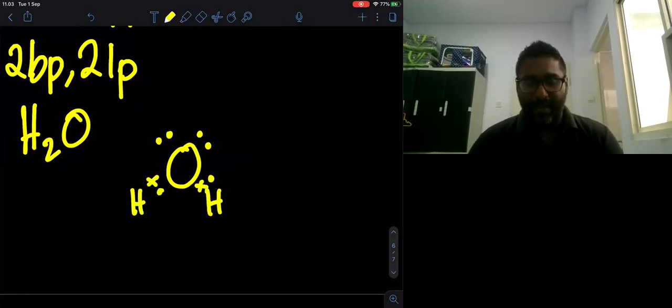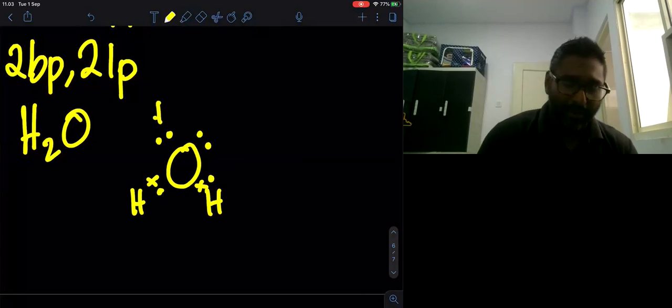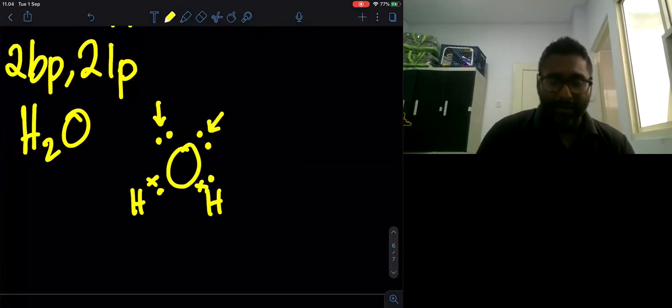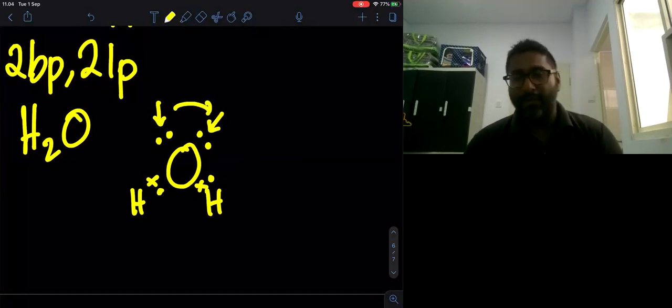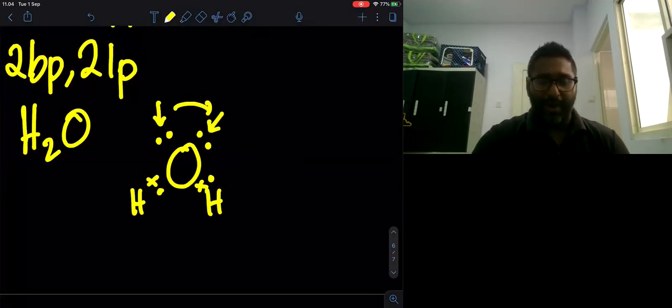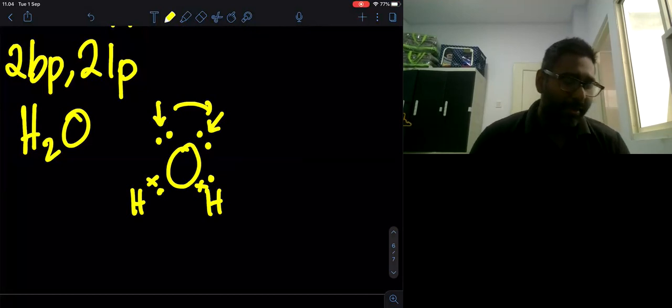So what happens is, this is the lone pair and this is the lone pair. The repulsion is way greater, so they will start to repel way more. When they repel more, what happens is they will have a stronger bond angle over there.